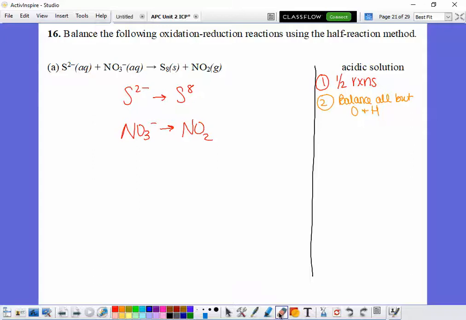Oh my gosh. I just realized I wrote the 8 up here. It's supposed to be a subscript. I don't know what I'm doing. So happens when I talk and write at the same time. It was S sub 8, not an exponent 8.